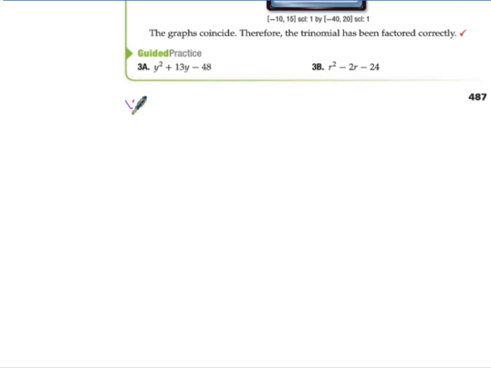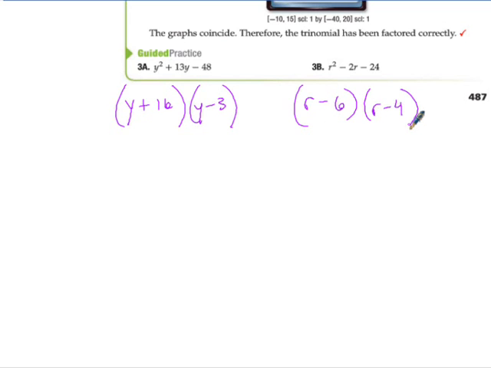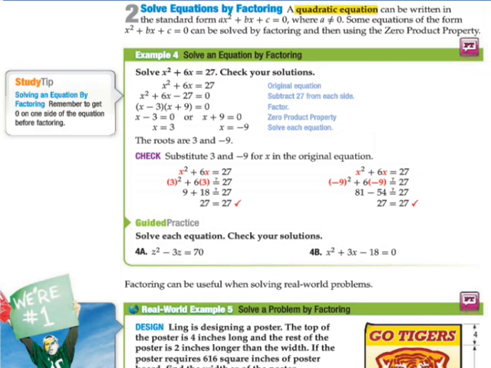All right, you've unpaused. Hopefully here you got y plus 16 and y minus 3. Hopefully over here you got r minus 4. Okay, if you didn't, try them again. If you still don't, make sure you make note of it, and in class we'll check and I'll show you exactly how I'm doing these.